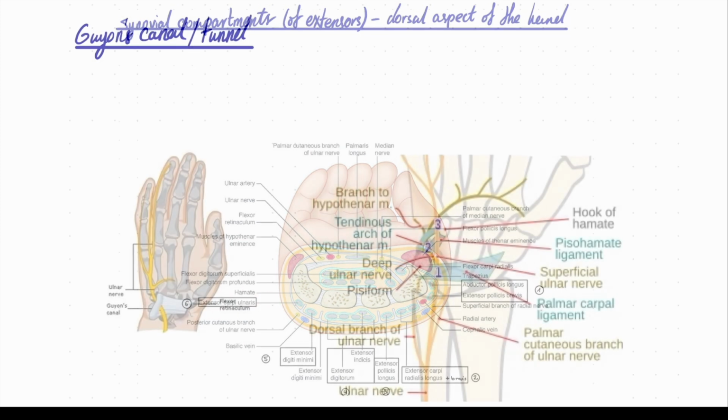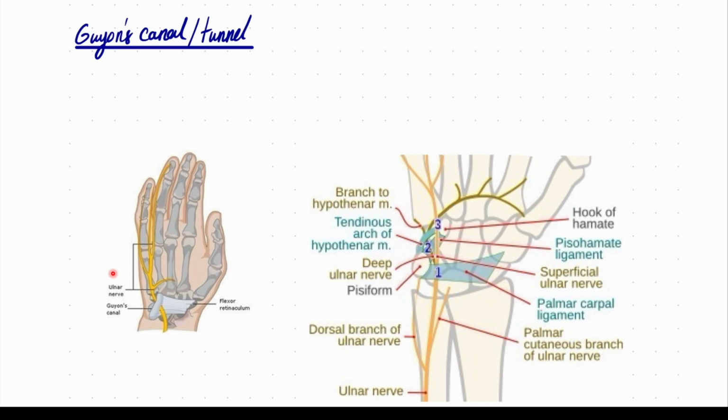2 more to go. Now we have Guyon's canal. It is an osteofibrous canal which is made by depression between pisiform and hook of hamate inferiorly, and is covered by pisohamate ligament and volar carpal ligament superiorly. Also, Guyon's canal roof is made by flexor retinaculum. Clinically, it is significant because it is site of compression.